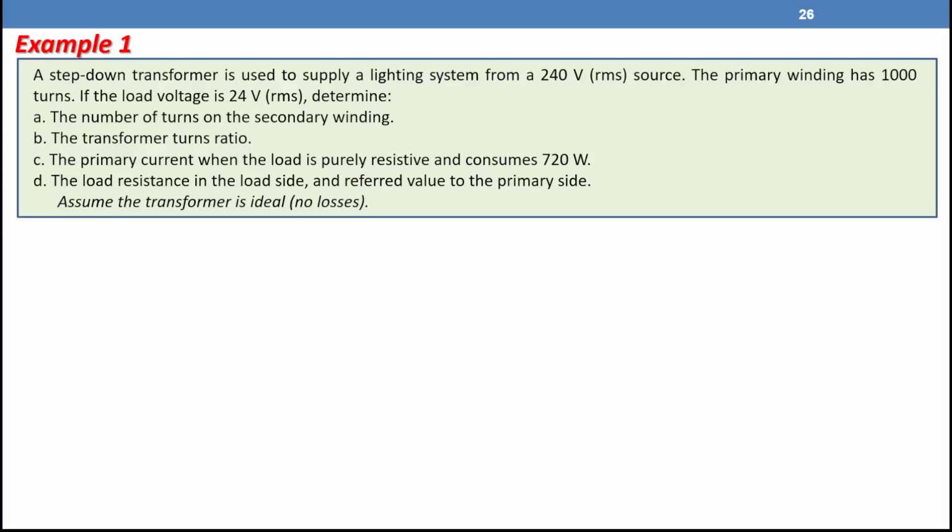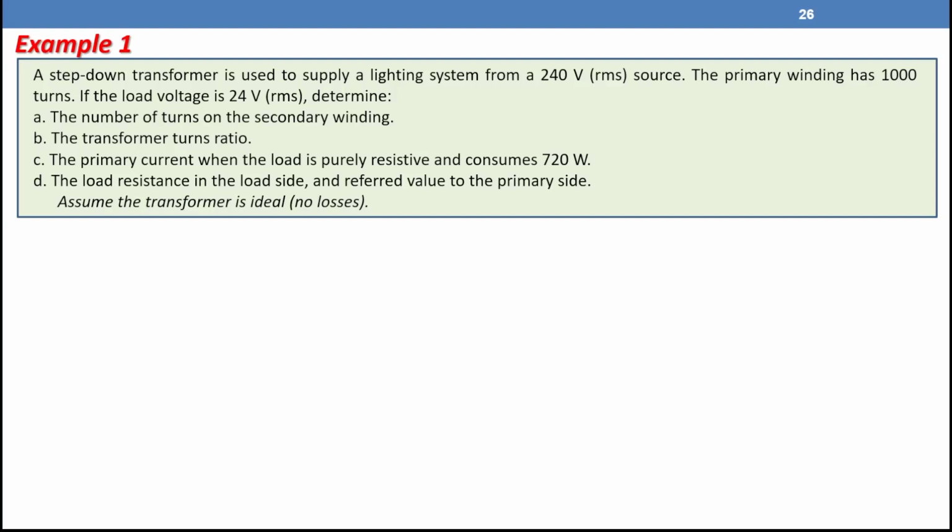A step-down transformer is used to supply a lighting system from a 240 volt RMS source. The primary winding has 1000 turns. If the load voltage is 24 volt RMS value, determine the number of turns on the secondary winding, the transformer turns ratio, the primary current when the load is purely resistive and consumes 720 watt, and the load resistance in the load side and referred value to the primary side.